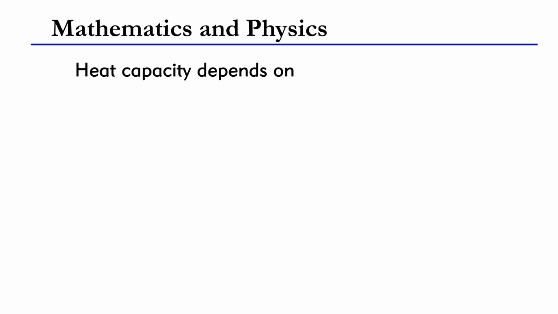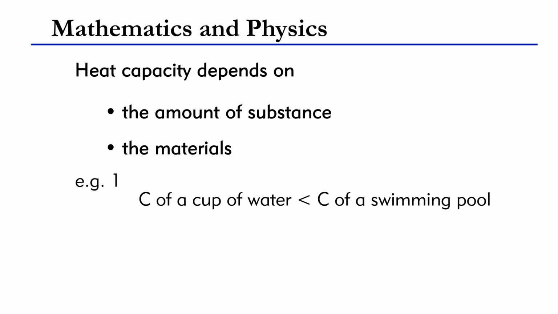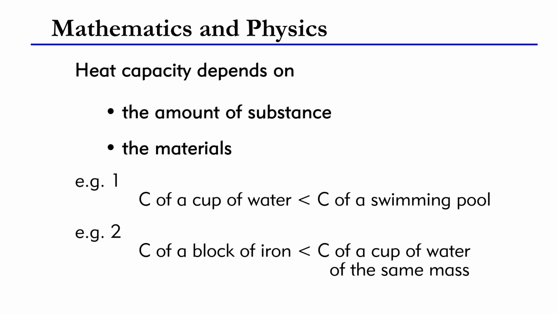The answer is that heat capacity depends on the amount of substance in the object and the material that makes up the object. For example, a small cup of water has a heat capacity much smaller than that of a swimming pool. A block of iron has a smaller heat capacity than a cup of water of the same mass.